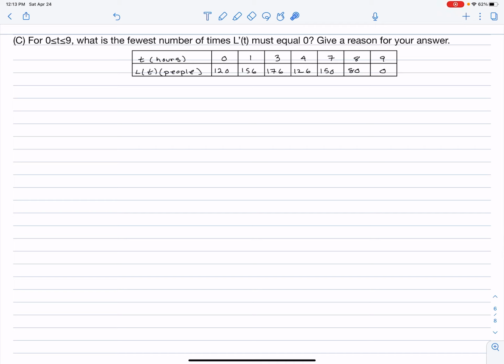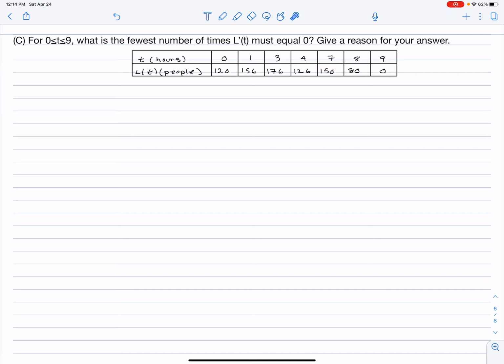Now, letter C, I will tell you, it's not particularly hard, but it's kind of a long one. Let's go over what they're asking, then I'll show you why it's kind of long. So, what is the fewest number of times where L prime must be equal to 0? Really what they're asking is, this is a twice differentiable function, and this is our position function, and they want to know when L prime must equal 0. So what they're really asking is, where does this thing have critical values? How many critical values must it have on the interval from 0 to 9? That's what it's really asking.